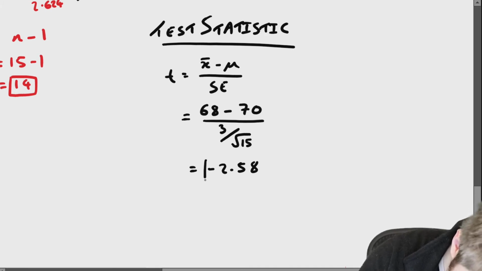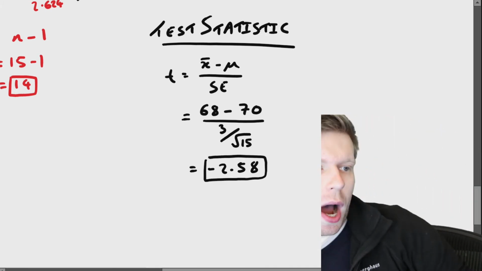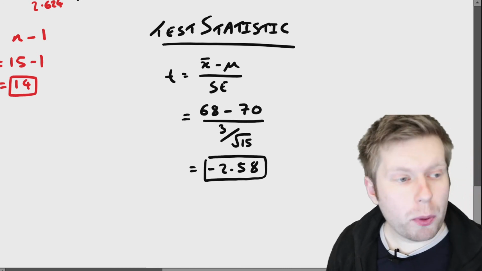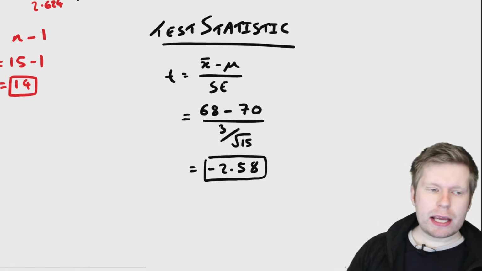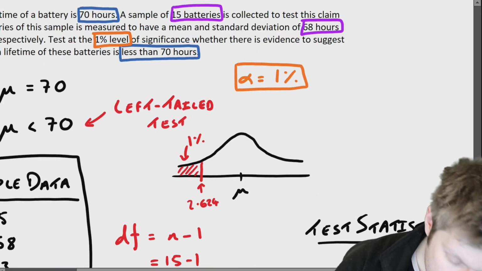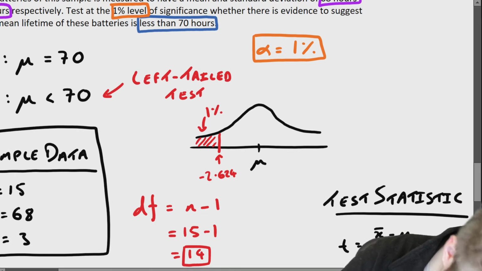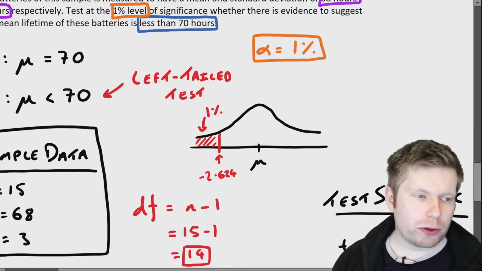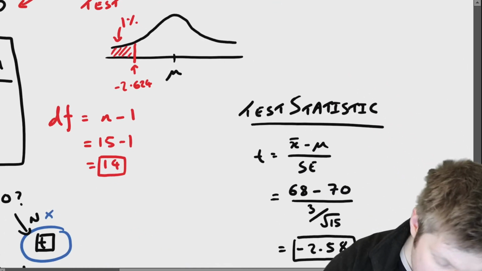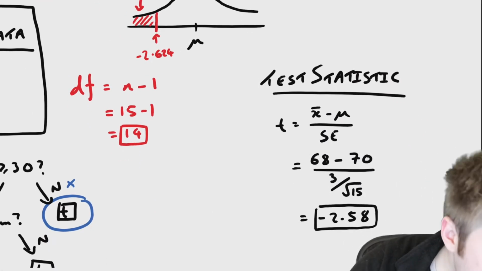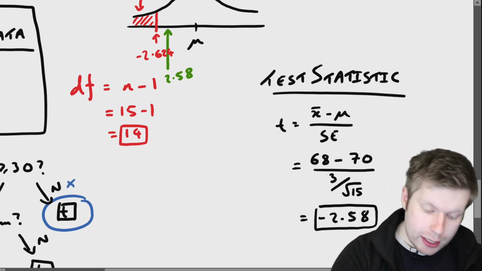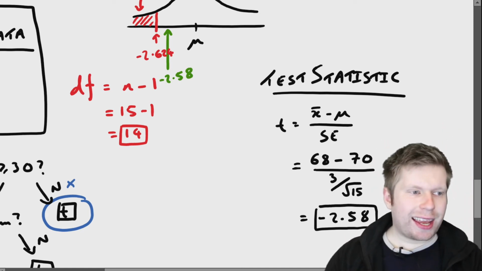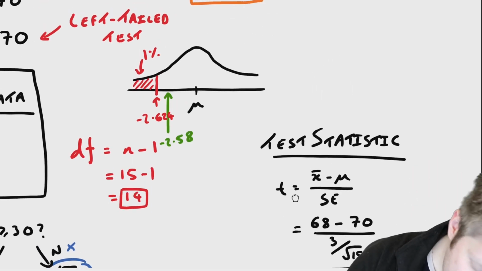In other words, my sample which I've collected lies 2.58 units of standard deviation from the hypothesized mean. Just be careful up here when I calculate my critical value. That's negative, of course, because it's to the left of my hypothesized mean. So where does 2.58 lie? Well, this test statistic lies about there. So it's not in the critical region. It's not in the region of rejection, if you like. So in that case, I fail to reject the null hypothesis.